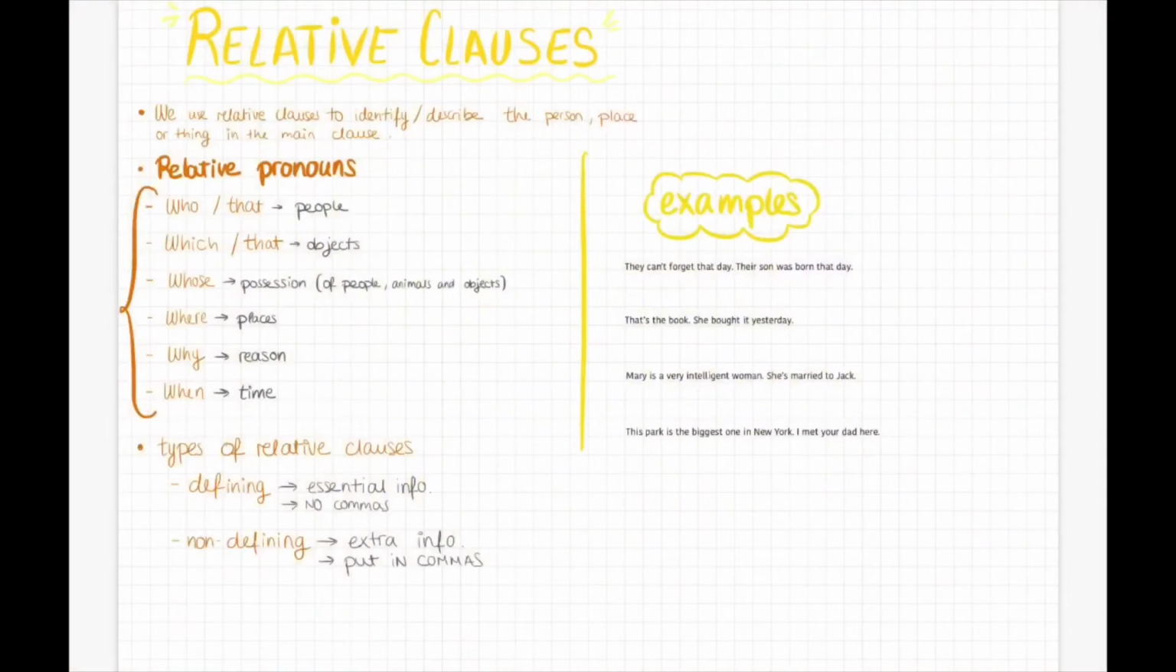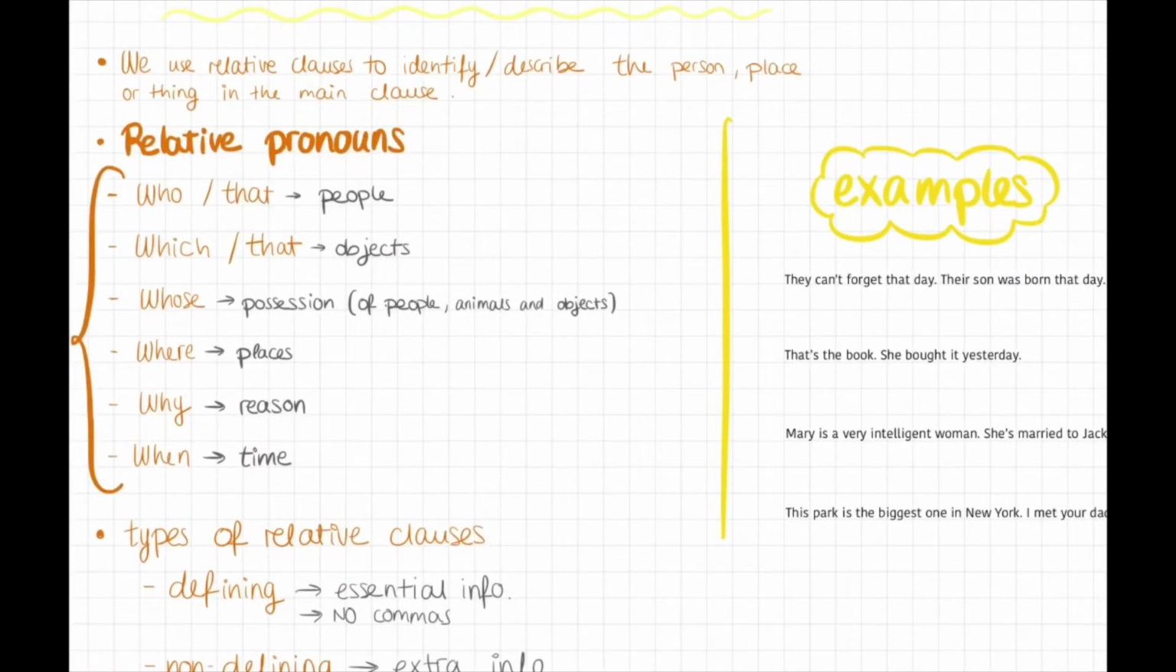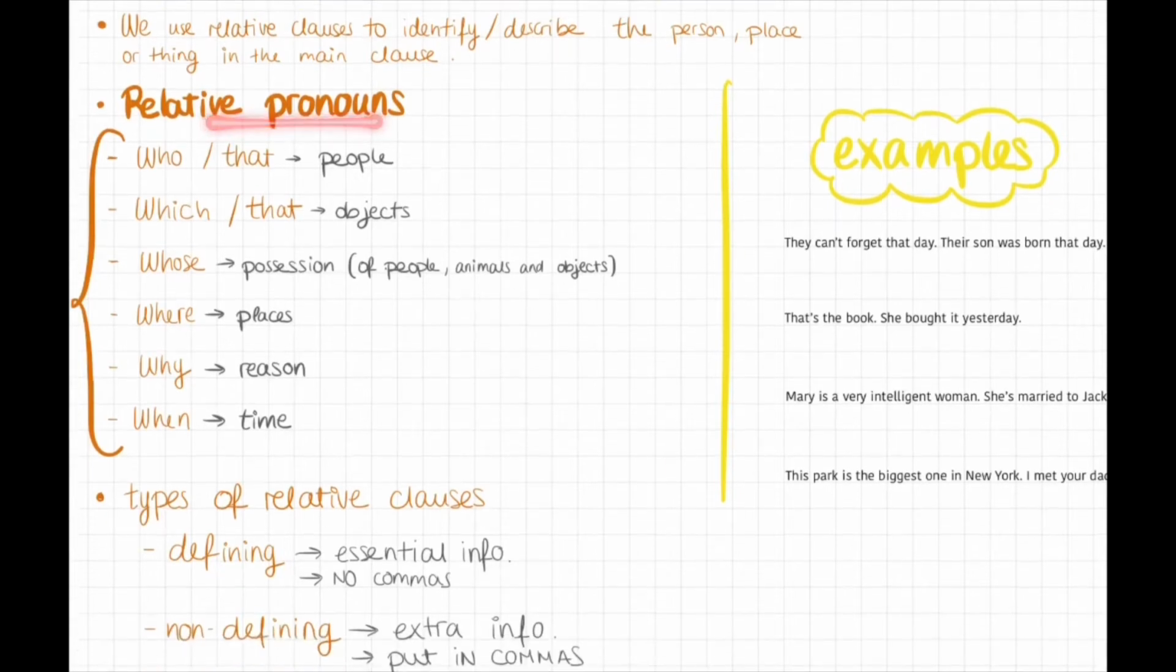Good morning. Today we're going to talk about relative clauses. So, you know that we use relative clauses to identify and describe the person, place, or thing in the main clause. Okay, so the relative pronouns are who or that, used for people; which or that, used for objects; whose, which is used for showing possession of people, animals, and objects; where, which is used for places; why, for reasons; and when, for expressing time.